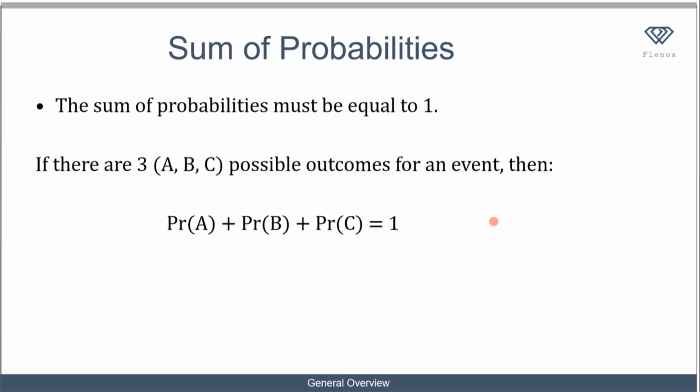Now the sum of probabilities. Normally the sum of probabilities must be equal to 1. If you have three events A, B, C that are mutually exclusive, and I will explain what mutually exclusive means later, then the probability of A plus the probability of B plus the probability of C must be equal to 1. Put it at the back of your mind that when you sum up all the possibilities, they must add up to 1. If it is greater than 1, you should know that you have made a mistake somewhere.